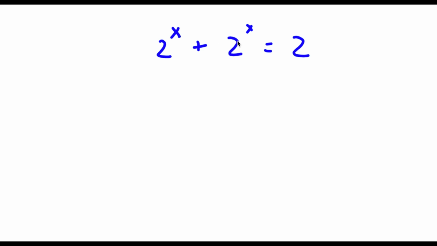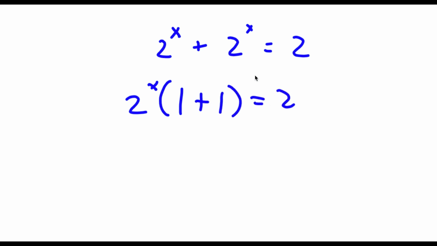Alright, so I have 2 to the power of x plus 2 to the power of x is equal to 2. So now the first thing I'm going to do is, on my left-hand side, I'm going to factor out 2 to the power of x. So now I have 2 to the power of x times, 2 to the power of x divided by 2 to the power of x, that's equal to 1. So I have 2 to the power of x times 1 plus 1 is equal to 2. Now, if I simplify what's in the parentheses, I get 2 to the power of x times 2 is equal to 2.